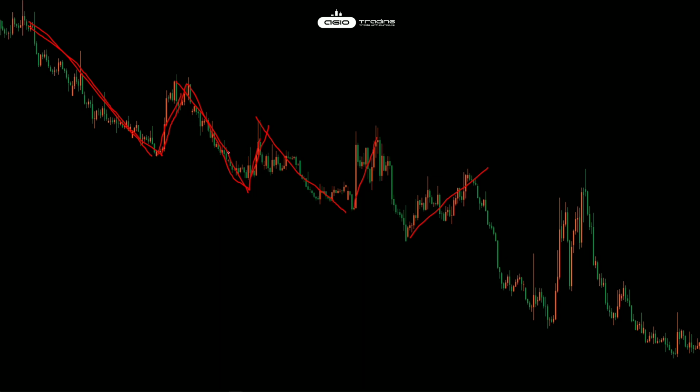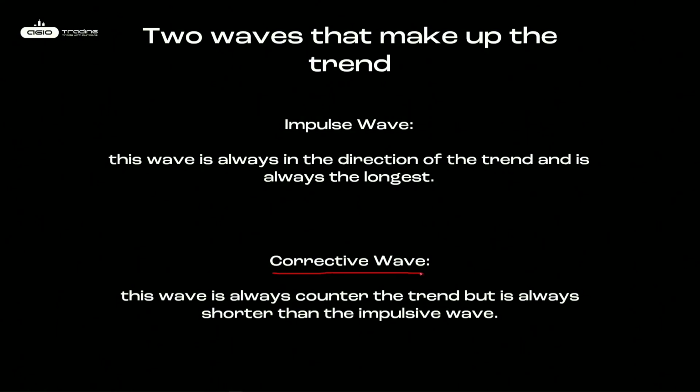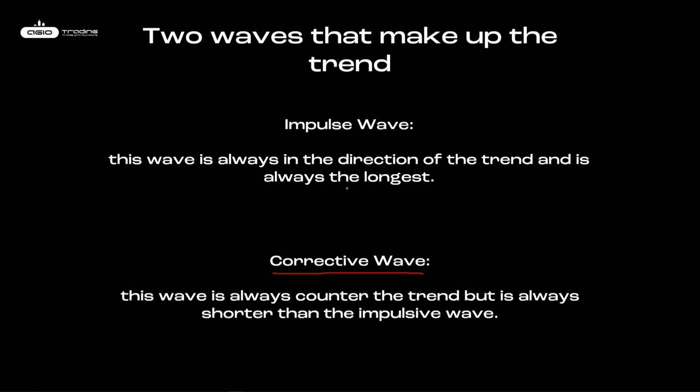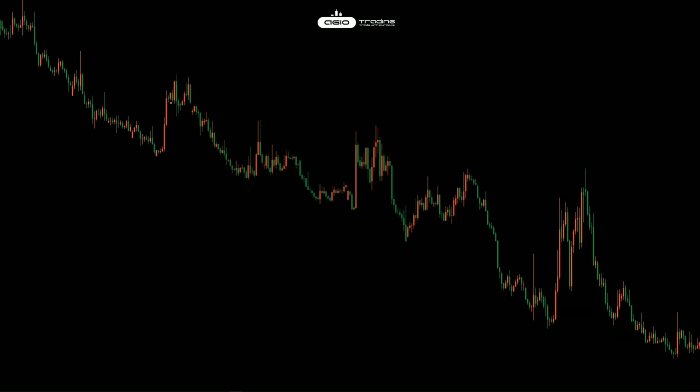Every single time there's a corrective wave, you know that okay, the market is resting a bit. It's inhaling, right? This wave is always counter the trend, but is always shorter than the impulsive wave. So this is basically where the market is just taking a breather. It doesn't just move in one straight line. These are breathers. These are what we call corrective waves. So, very simple. Impulse, correction. Impulse, correction. Impulse, correction. And so forth.